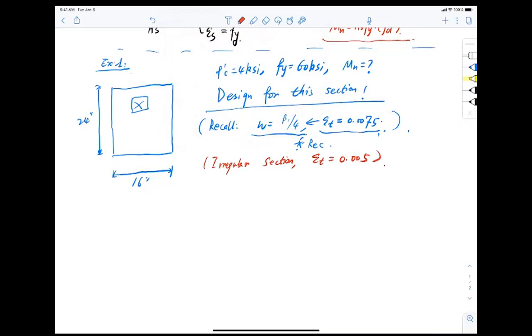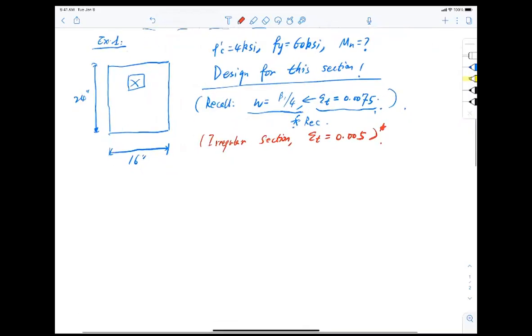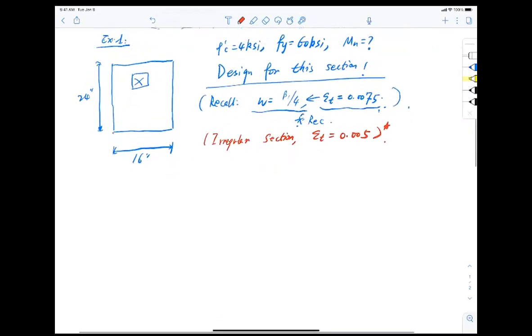Epsilon t equal to 0.05. Okay, that is the big difference. So starting from that point, things become easier. Why is that? Because I now can look at the strain diagram. I say, look, Bob, things couldn't be simpler. Epsilon cu equal to 0.003.